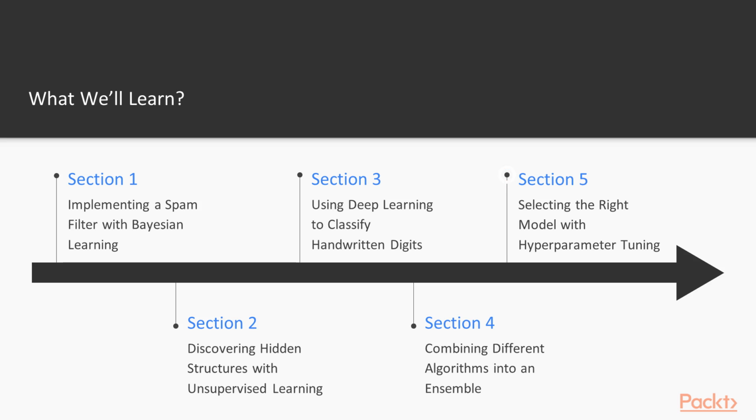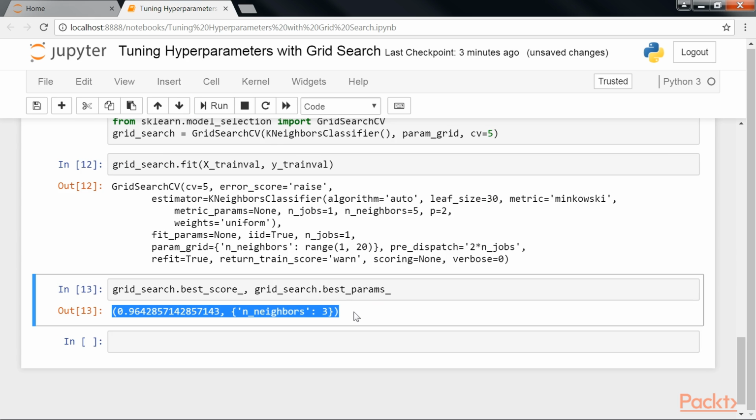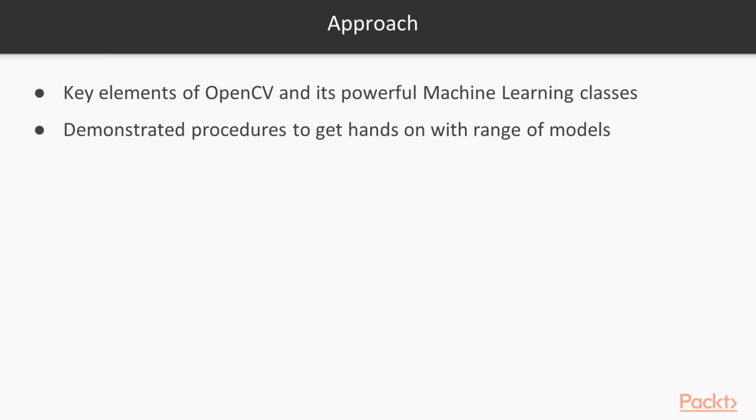The final section, Selecting the Right Model with Hyperparameter Tuning, will introduce you to the concept of model selection, which allows you to compare different machine learning algorithms. This course walks you through the key elements of OpenCV and its powerful machine learning classes, while demonstrating how to get to grips with a range of models.